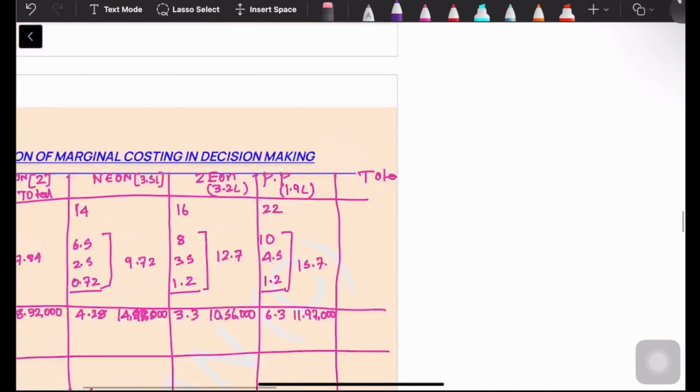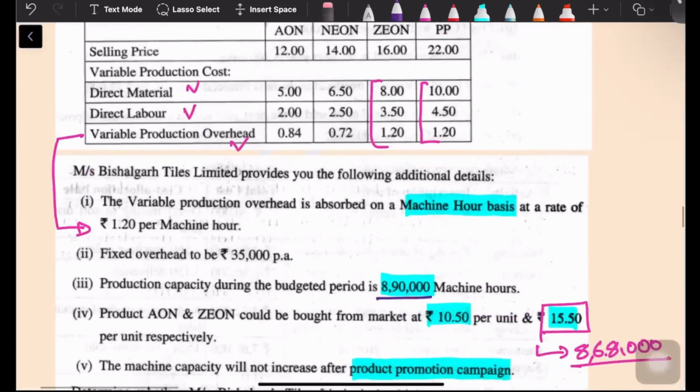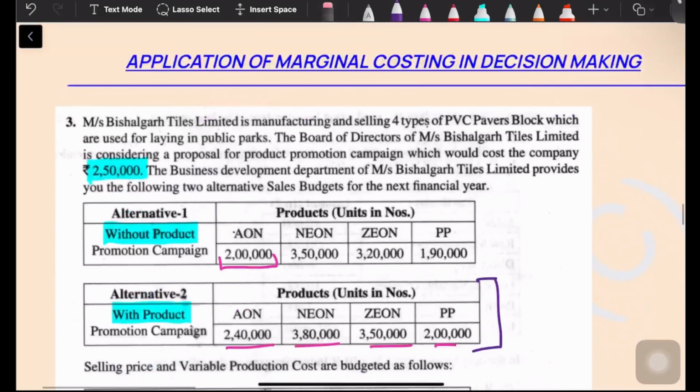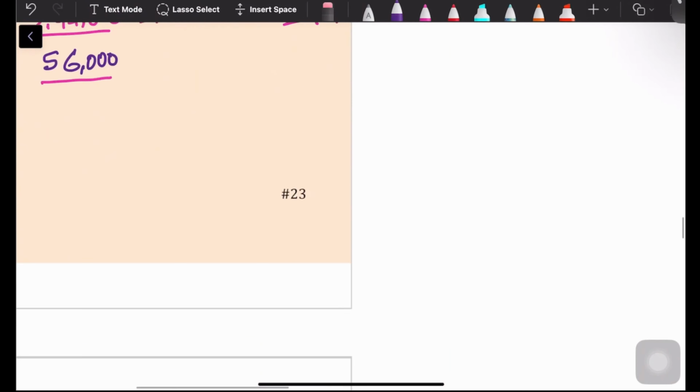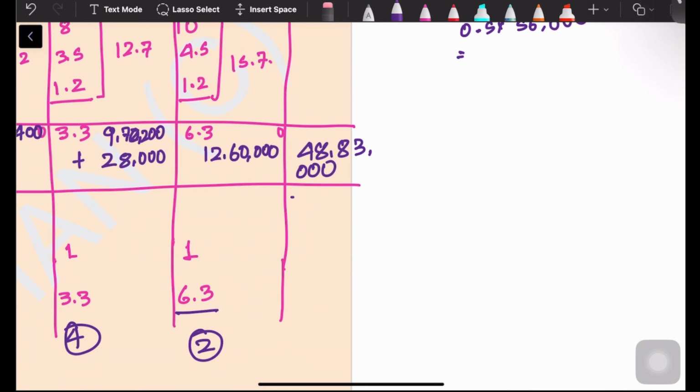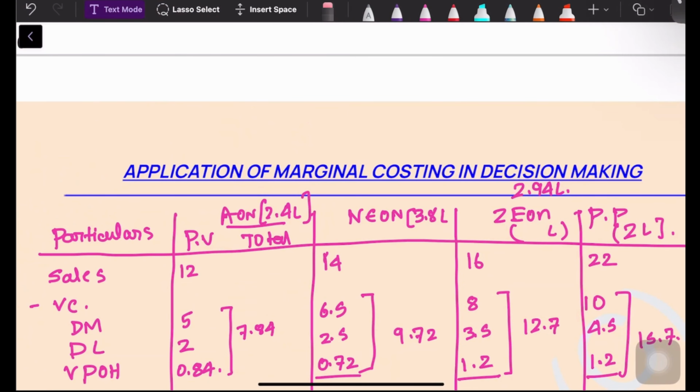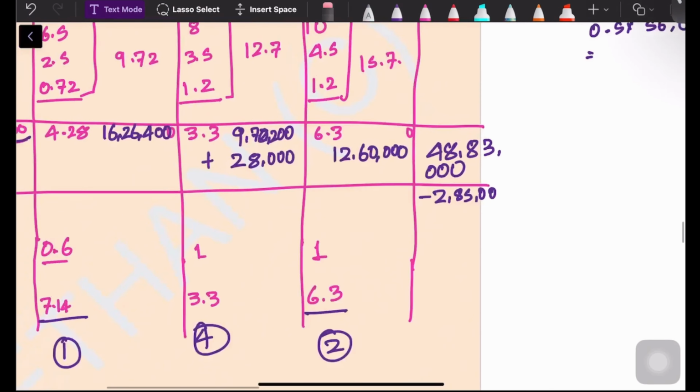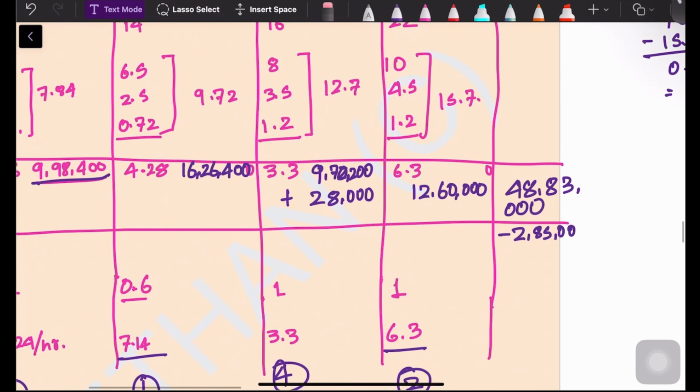So regular fixed cost is 35,000 per annum. But since we are going with this additional production campaign, another 2.5 lakh has to be deducted. So total 2.85 lakh fixed cost. So what is the profit we will get? 4883 minus 2.85 lakh, 45,98,000.